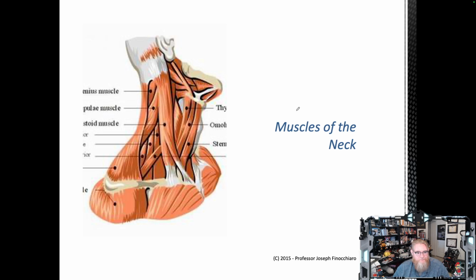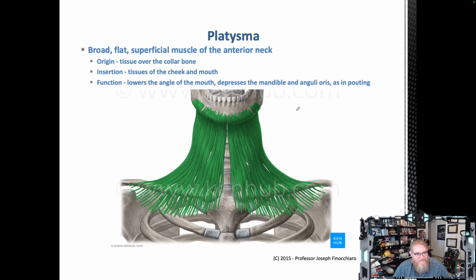Muscles of the neck. You have the platysma, which is the broad, flat, superficial muscle of the anterior neck. Its origin is the tissue over the collarbone. Its insertion is the tissues of the cheek and mouth. Well, if it originates here and ends up there, it's going to pull downward. So what does it do? Its function is to lower the angle of the mouth, depress the mandible and anguli oris, as in pouting.